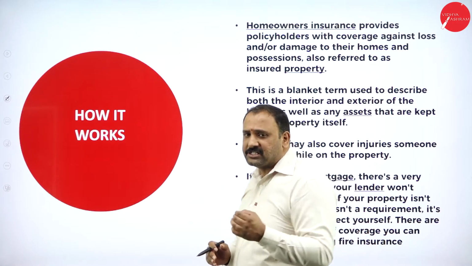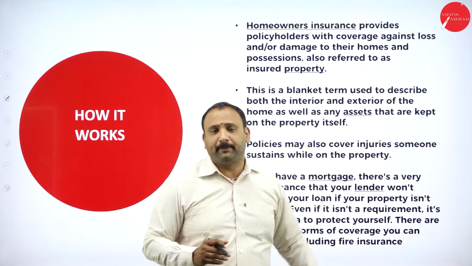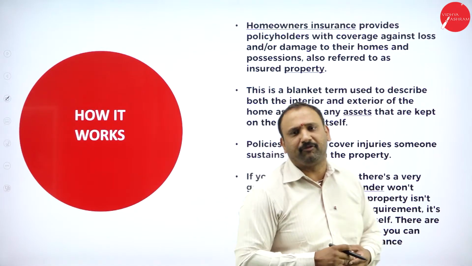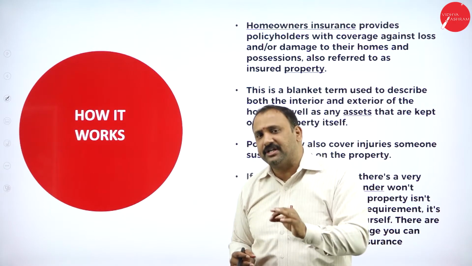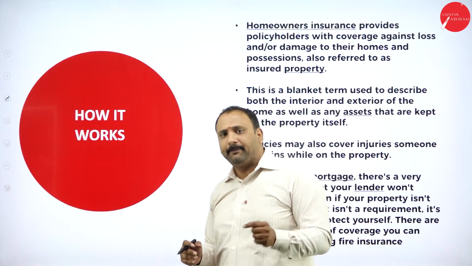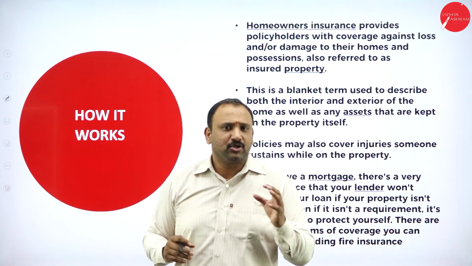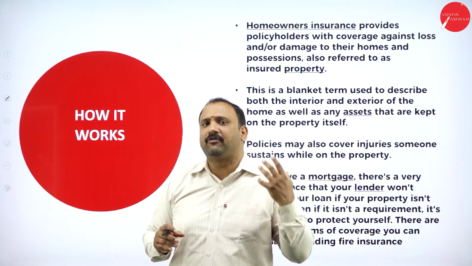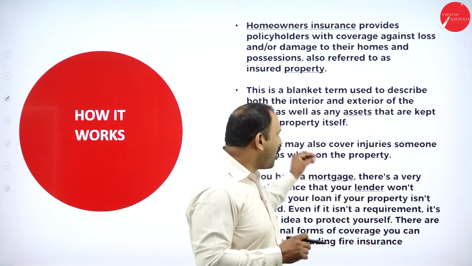Followed by, the policies may also cover injuries someone sustains while on the property. Yes, that's also likely to be covered and very logical for all of us to understand. Why? Because property insurance also includes, especially when we are talking about the home, there might be people living inside the home at the time when the fire broke out. So what happens to them? There might be some injuries sustained by them. There might be a situation when something would have fallen on them. So the fire insurance will also try to cover that side.